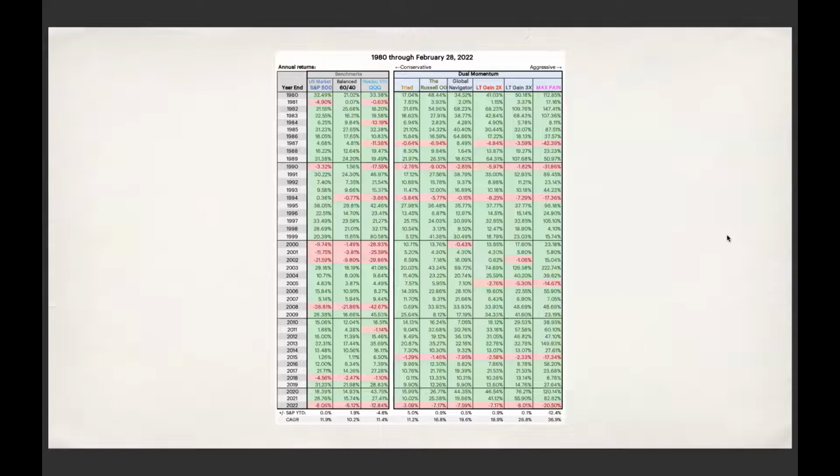Similar to the last one, which was 12 months of data, this shows from 1980 forward for those same benchmarks and for my strategies. And at the very bottom, it shows for the current year how the strategies are performing compared to the S&P, and then what the overall CAGR is from 1980 forward for those strategies.